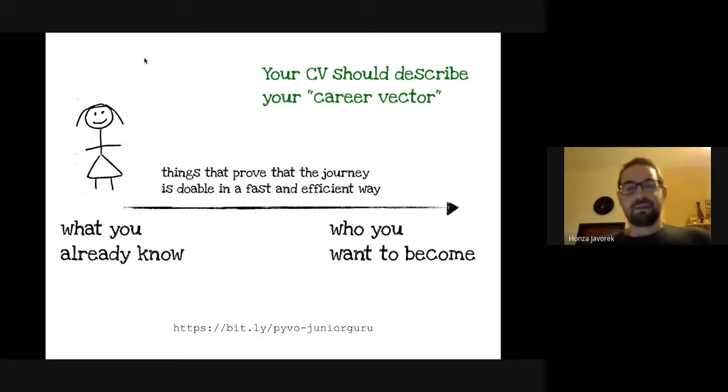And then again, you can mention things that prove that the journey is doable, fast and efficient. That is whatever schooling you have and whatever passions, which prove that you're able to go through this journey in an efficient way.